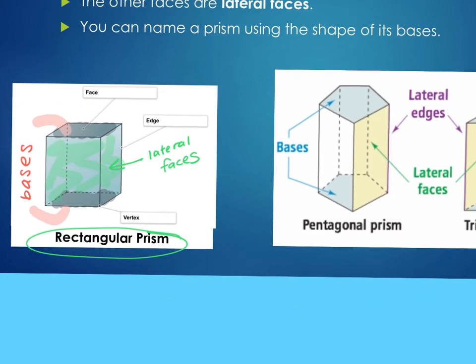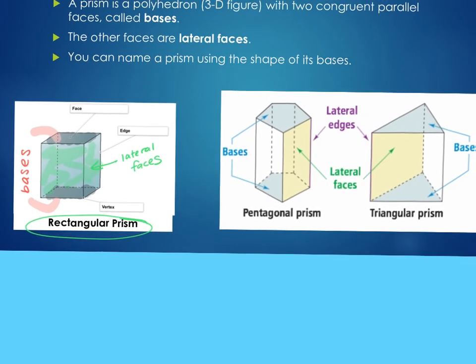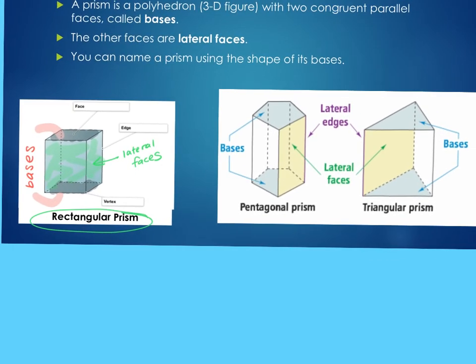Then you've got these 2 examples, which are still prisms. If you look at the one in the middle, the top and the bottom are a pentagon. So if there's any other shape on your prism other than a rectangle, that's the base. In this case, the top and bottom are pentagons, so this is a pentagonal prism.